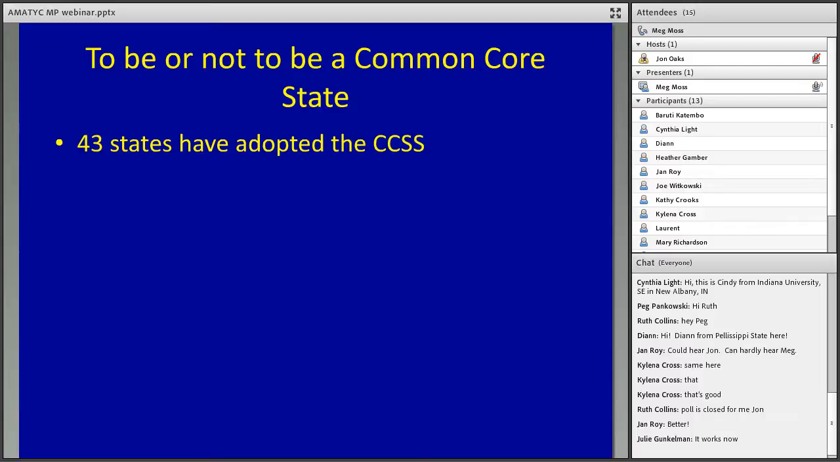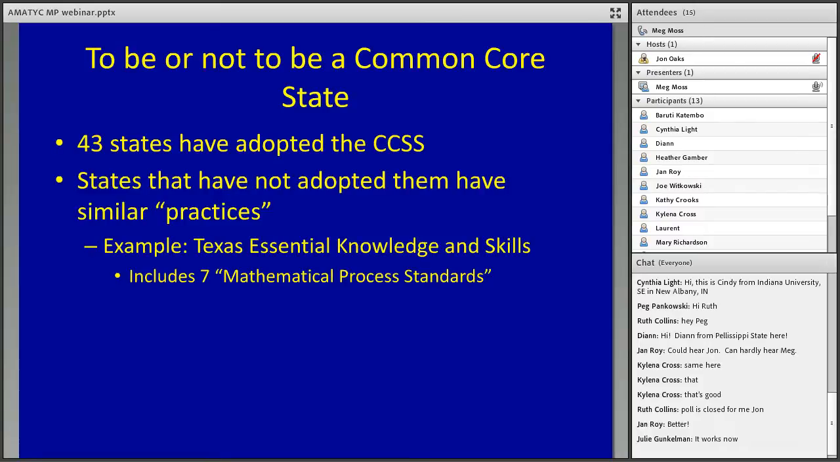So right now, as of last night, there are 43 states that have adopted the Common Core state standards. The states that have not officially adopted them, they have similar practices. Case in point is Texas. Texas has the essential knowledge and skills as their curriculum standards. And these include 7, they call them mathematical process standards, which read a whole lot like the mathematical practices of the Common Core. So it's still the same type of mathematical thinking.